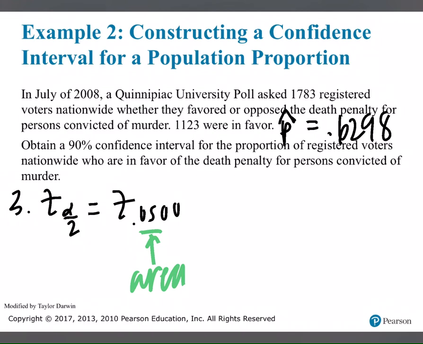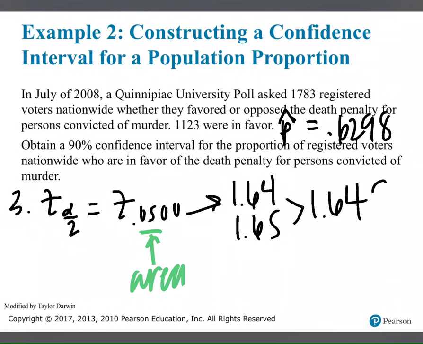0.495 and 0.0505, which are the z-scores. Let's see, the z-scores that go with this are 1.64 and 1.65. They both are really, really close to that area. So if you average those together, it's 1.645. That's the hardest part.